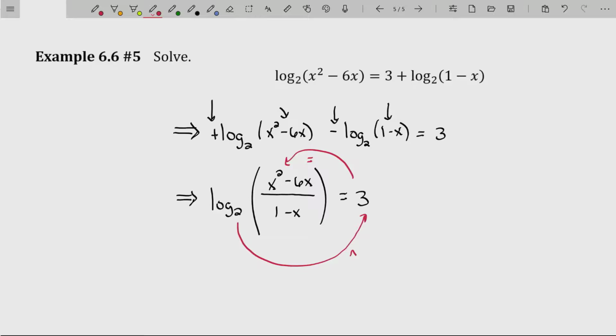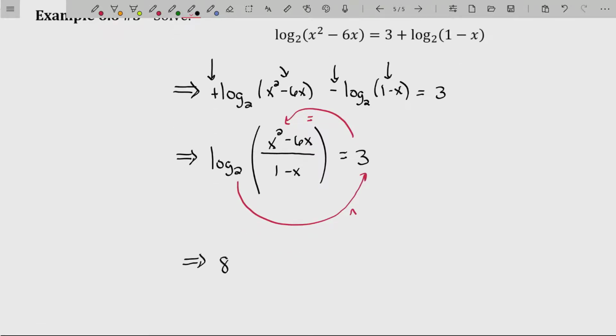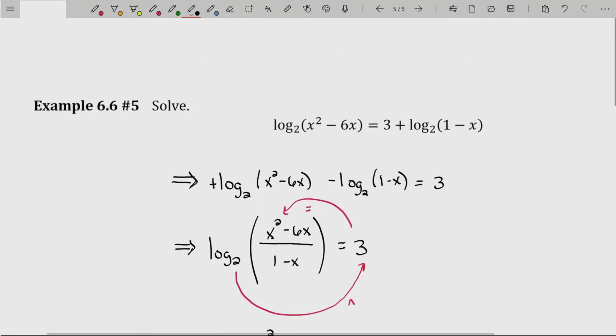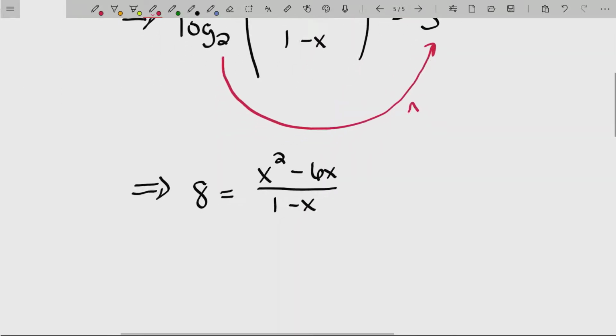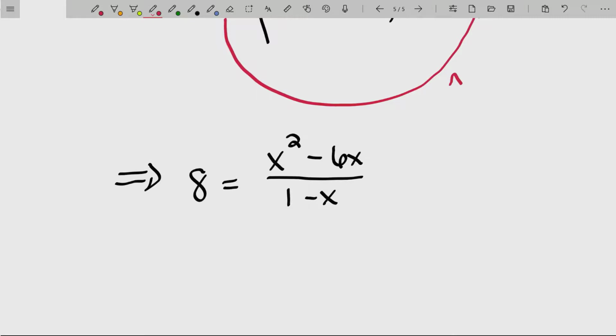So 2 to the third, which is 8, should equal the interior, (x squared minus 6x) over (1 minus x). Now remember what I mentioned about logarithmic equations. You'll have to check your solutions. In fact, I should have written that at the top, check solutions, because the reality is it's often forgotten. We often solve and then run away from a problem, but it's very important. There's a lot of places here where we can have issues. For example, one issue would be if x were equal to 1, we'd have division by 0.